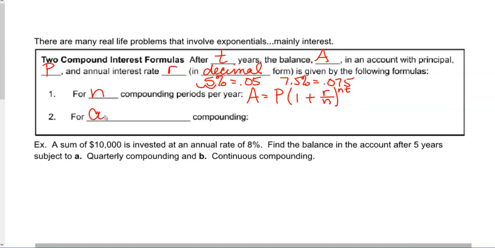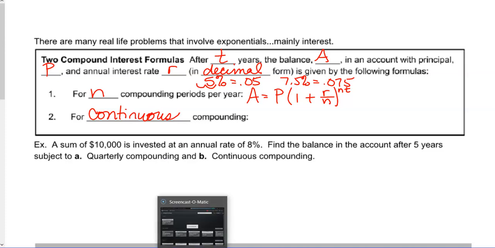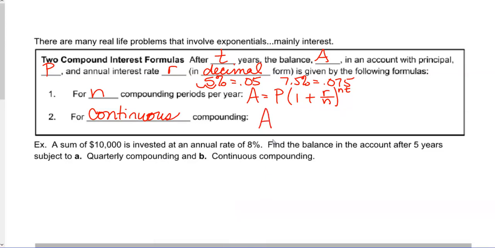Now, the other way that we compound interest is a term called continuously compounding interest. So for continuous compounding interest, the formula of the money in our account is found by taking the principal times our natural exponential to the RT power. So sometimes we refer to this as the PERT formula because we have PERT, but it's P times e to the RT. Remember, this is an exponential.